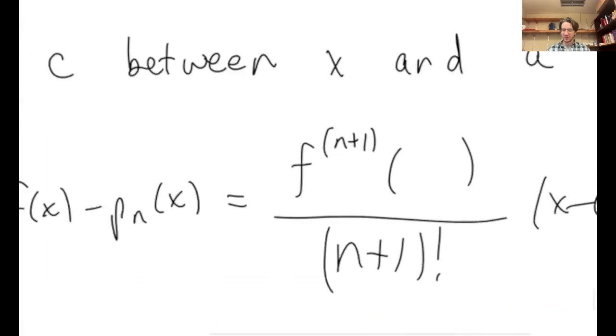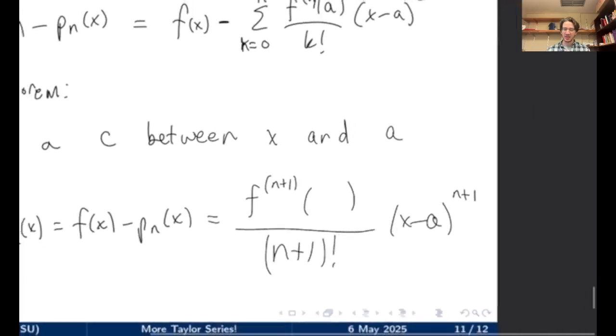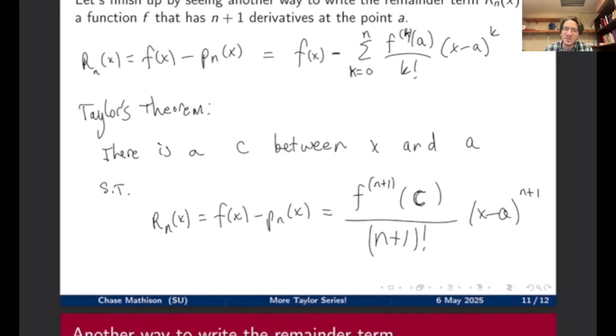And you'll notice I left the argument of the n plus first derivative empty. That's because I need to incorporate the c that goes in the argument there. So there is some c between x and a such that the remainder term looks like that n plus first derivative. It just looks like the next step in the Taylor series, but instead of evaluating the function at a, you're evaluating it at some c, that in practice we never know. Okay, so this is what's known as Taylor's theorem.